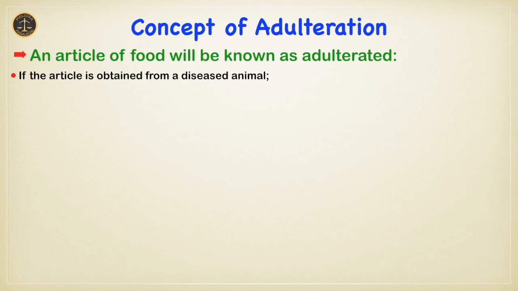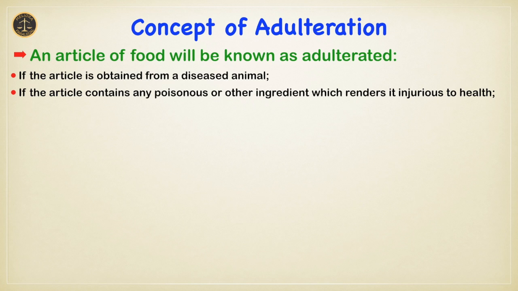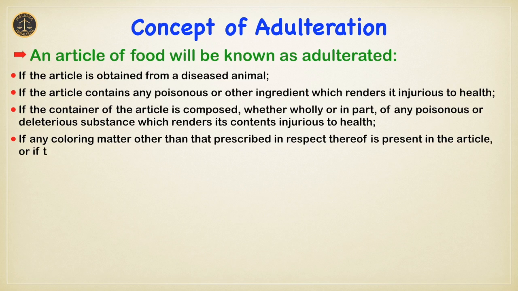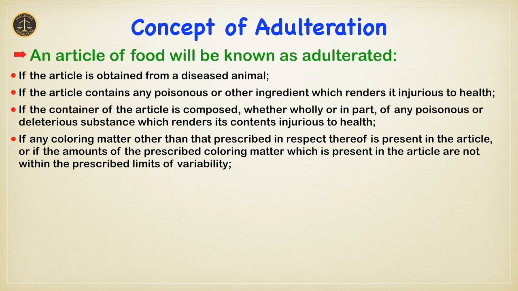Next, if the article is obtained from a diseased animal, if the article contains any poisonous or other ingredient which renders it injurious to health. If the container of the article is composed, whether wholly or in part, of any poisonous or deleterious substance which renders its contents injurious to health. If any coloring matter other than that prescribed in respect thereof is present in the article, or if the amounts of the prescribed coloring matter which is present in the article are not within the prescribed limits of variability.